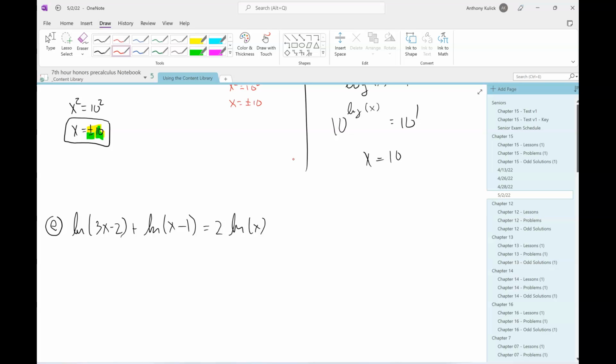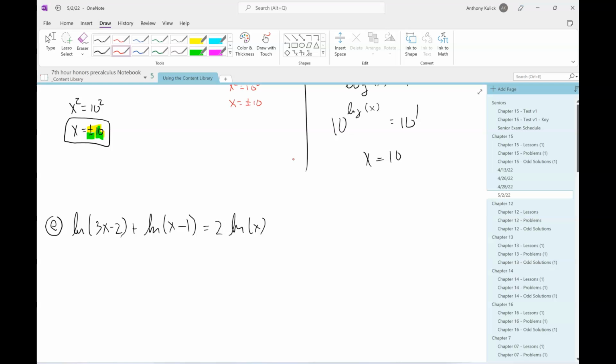What do you see that's different about this one and the previous one? We got x's in more than one location, and we got a bunch of logs here. Instead of just one log, we have 3 different logs, right? And each of them has an x in it, which is the bigger problem. What's the first thing to do here? Yeah, you'd want to condense this.